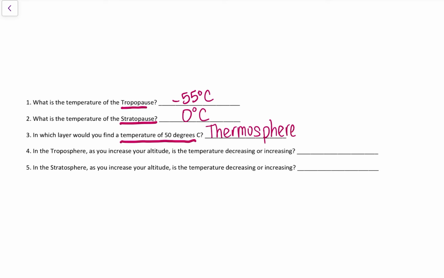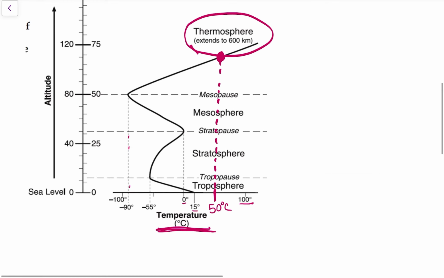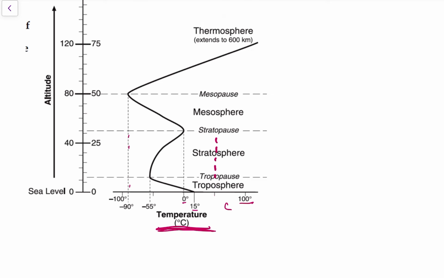Number 4 says, in the troposphere, as you increase your altitude, is the temperature decreasing or increasing? So let's go back to our diagram and think about this. In the troposphere, if we're increasing our altitude, we're moving up in the troposphere. I'm moving up in the troposphere, increasing my altitude. How does the temperature change?